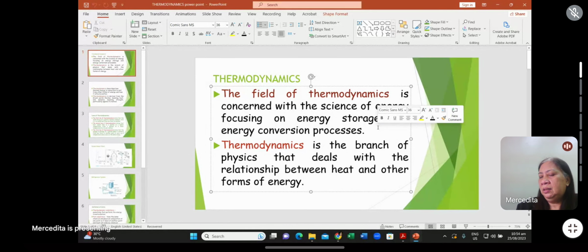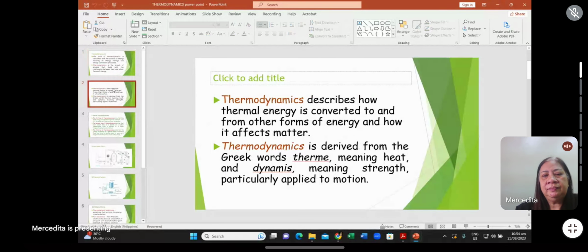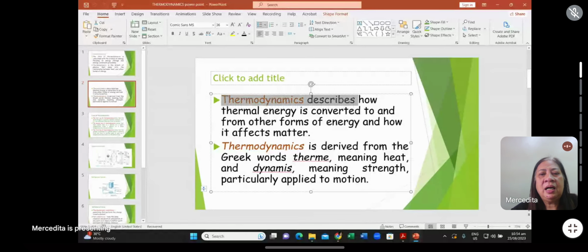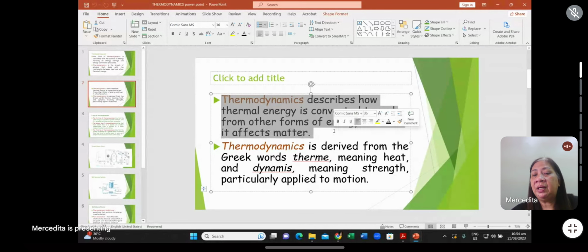Okay, so again, thermodynamics, sabi nga dito sa pangalawang slide, is derived from the Greek words therme, meaning heat, and dynamics, meaning strength. Okay, so that we're going to focus mostly on thermal energy, that is heat, and its movement, meaning pag nagkaroon ng heat transfer, pag nag-apply ka ng heat, the question is, ano bang nangyari? Anong effect niya sa ating system or sa matter, sa substance? Anong effect niya? Okay. So again, thermodynamics describes how thermal energy is converted to and from other forms of energy and how it affects matter.